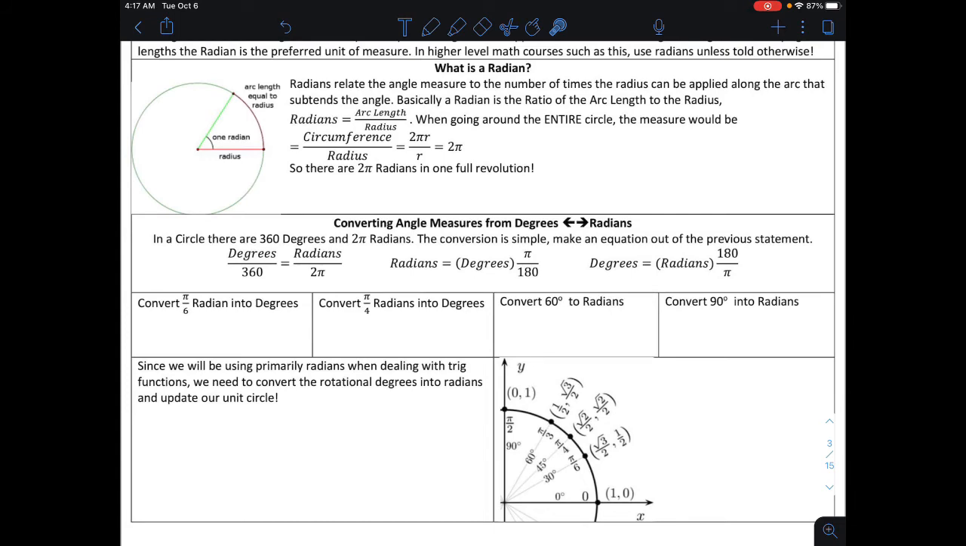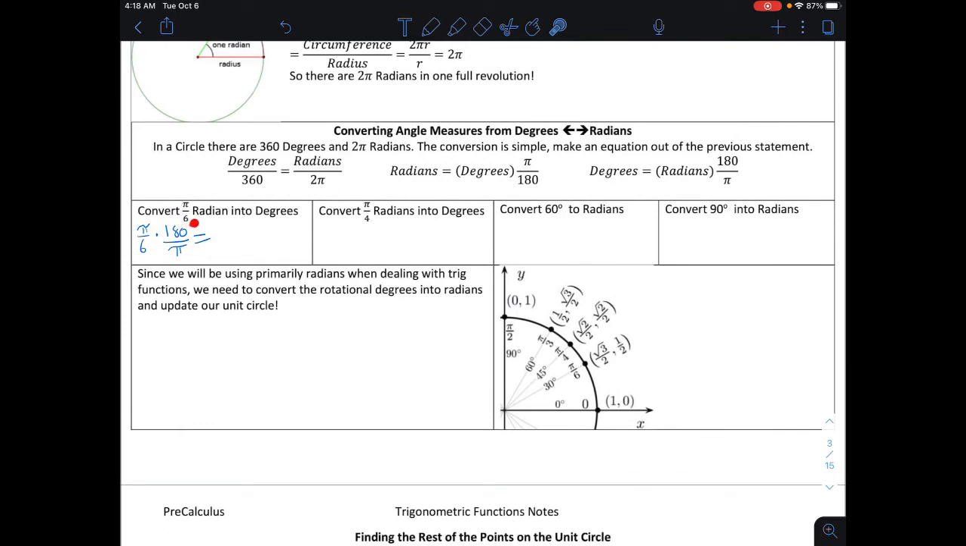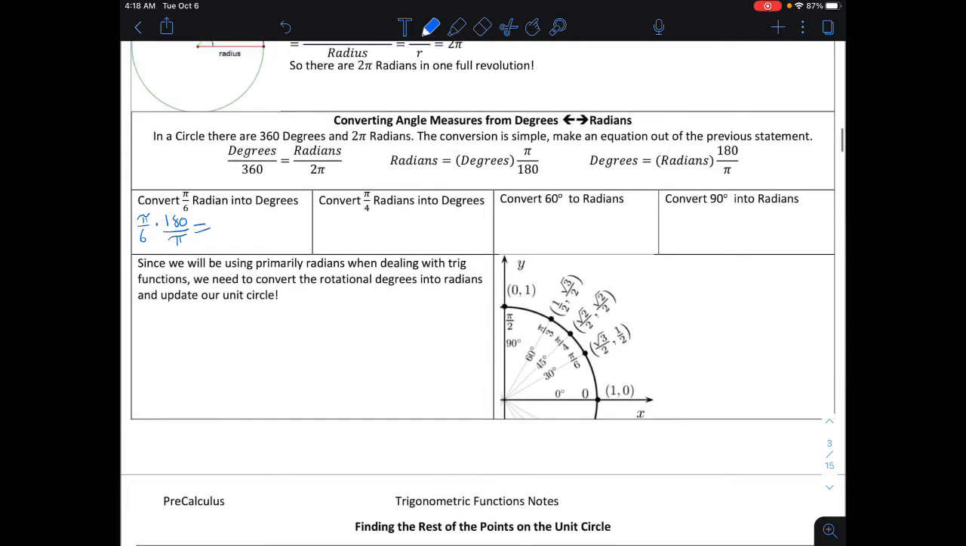So we're going to convert 4 points, and then we're going to update our unit circle. All right, so this first one, we want to convert pi over 6 radians into degrees. That means you take your radian value, pi over 6, multiply it by 180 over pi, and see what you get. When I do that, the pi's cancel. I have 180 divided by 6, which leaves me with 30 degrees. Now I want to convert pi over 4 radians into degrees. To do the same thing, take my radian, pi over 4, multiply that by 180 over pi, and the pi's cancel. You'd have 180 divided by 4, which makes 45 degrees.